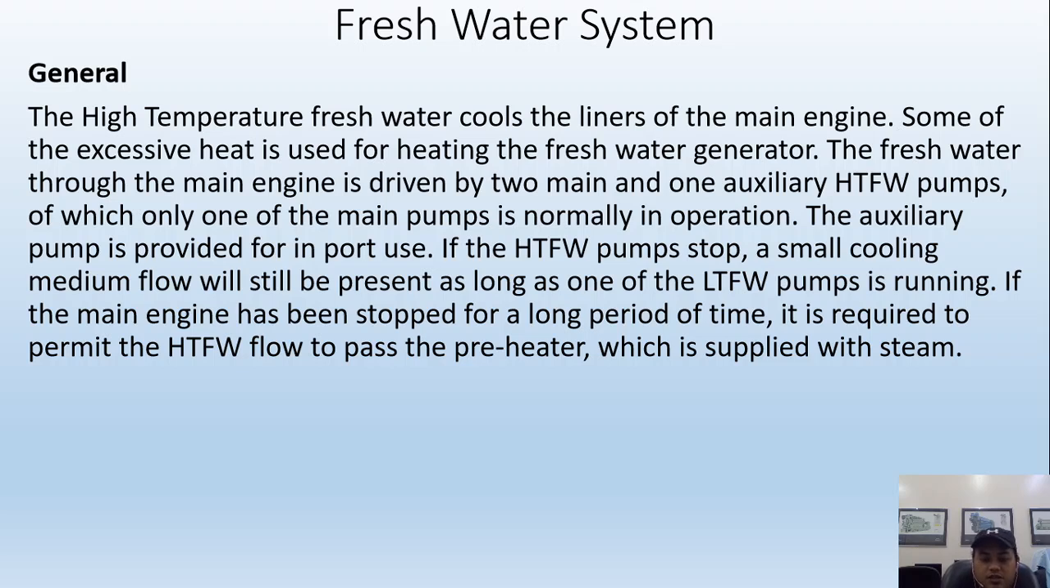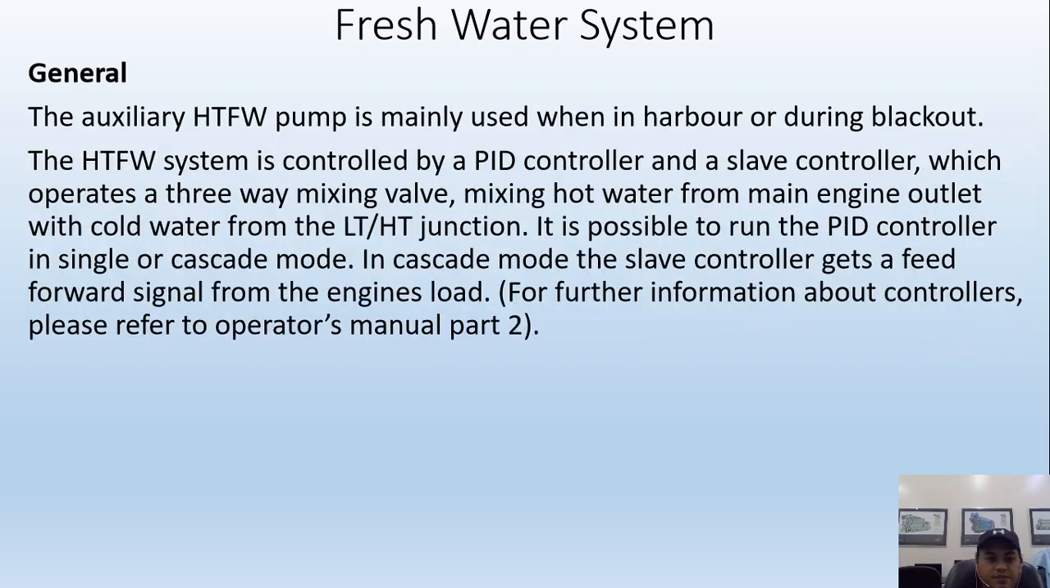Then if it is a bit cold, the metal parts might not have proper movements. Okay, the auxiliary HT freshwater is used when in harbor or during blackout. So during a blackout, we only use the auxiliary first, or when you are in port. We only use the main high temperature freshwater pumps when the engine is running. But when the engine is stopped, we use the auxiliary.